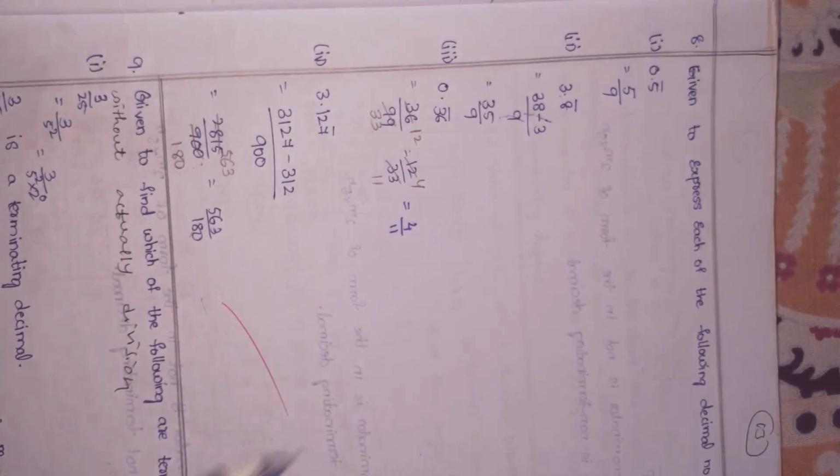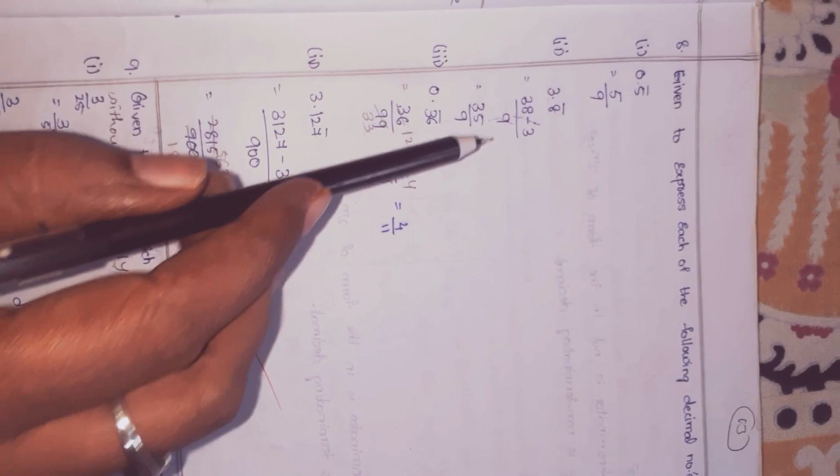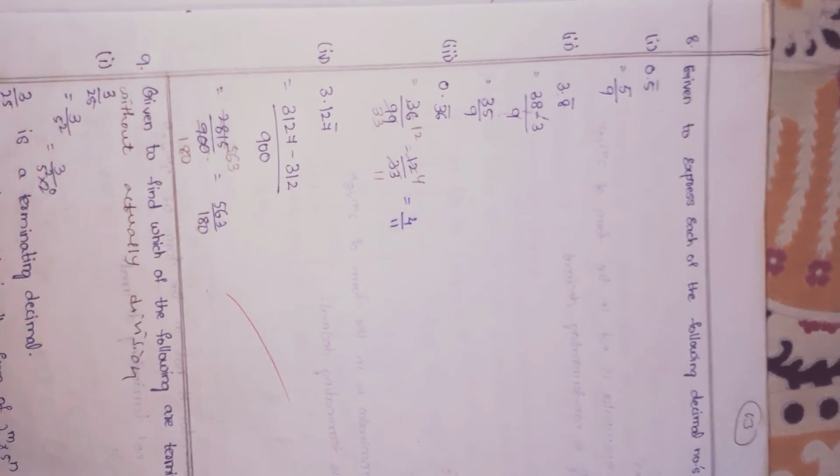Only one digit, so write 19, children. Write 19. So 38 minus 3, how much, children? 35 by 9. Problem is closed.